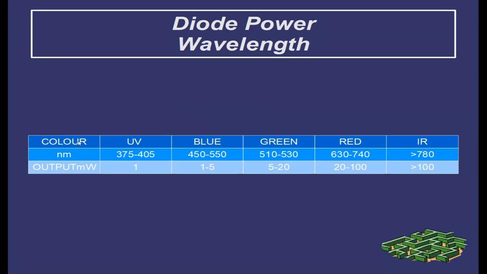along the top there you'll see we've got colour, which is ultraviolet, blue, green, red, and then infrared. And the next line down is nanometers of the wavelength of the actual laser. So 375 to 405. You don't need me to go through all those for you. And you can see underneath you've got the outputs in milliwatts, which is what we're looking at. The ones we'll be looking at usually are 1 or 1.5. The blue is the most common laser color that they use in the diode lasers. So you've got 1 to 5 milliwatts of power to come out of it.